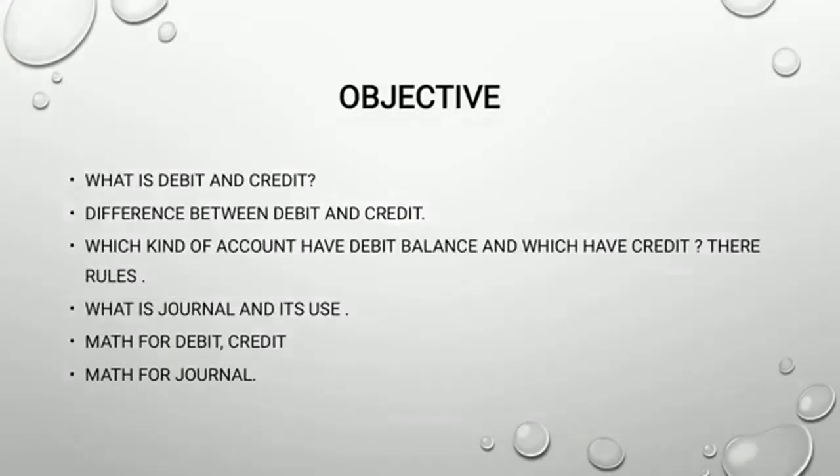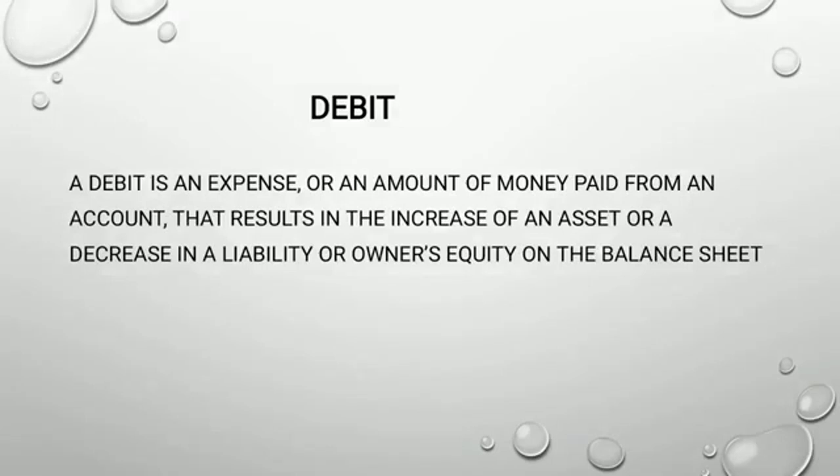Here is our objective, means the topic that we are going to describe. Firstly, we'll know what is debit. A debit is an expense or an amount of money paid from an account that results in the increase of an asset or a decrease in a liability or owner's equity on the balance sheet.